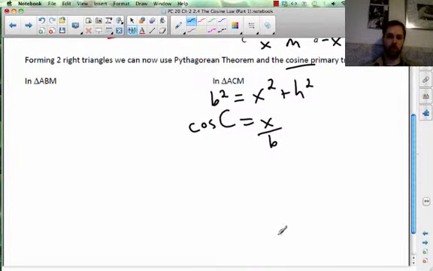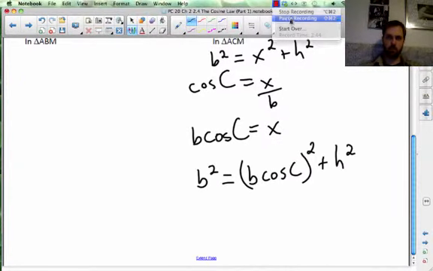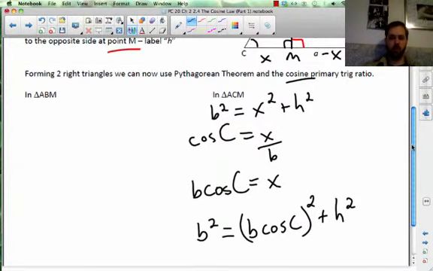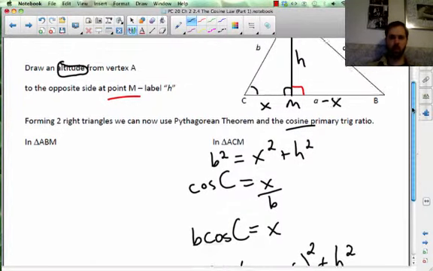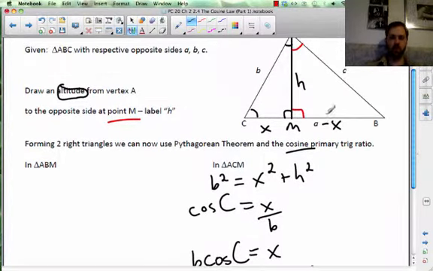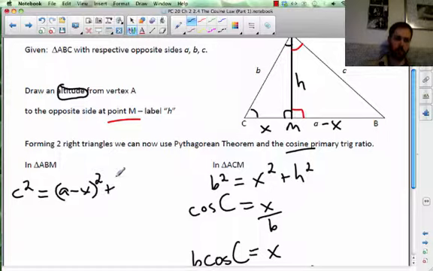Alright, now we have everything we need. So let's rewrite this as B cos C equals x. Now in the other triangle, ABM, we have the relation of these ones, A minus x, and C and h. So in this case, C squared equals A minus x all squared plus h squared.